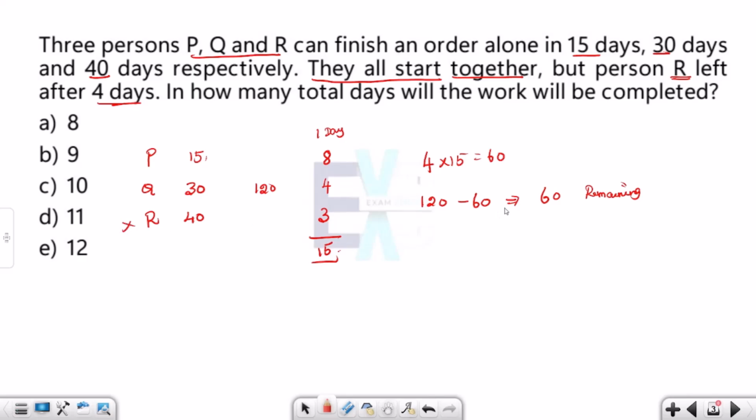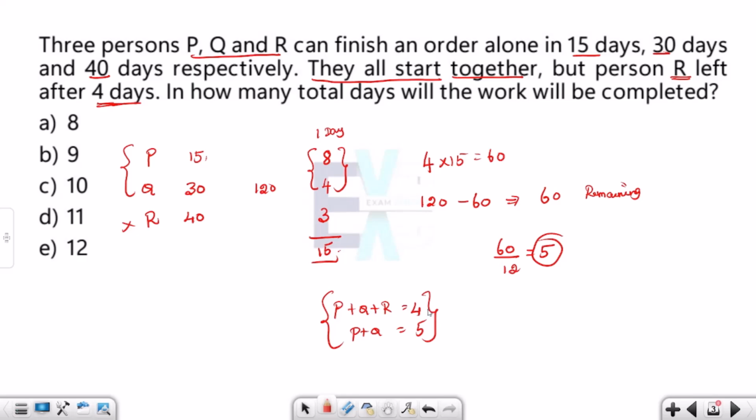In how many total days will the work be completed? If R left, this remaining 60 work will be completely done by P and Q. P and Q in one day, how much part of the work? 12 parts of the work. So 60 by 12, which is 5. Now see here, P, Q and R worked for 4 days, which is given in the question. Next, P and Q worked for how many days? 5 days, which we just found. They are asking for the total number of days. So 4 plus 5, which is 9 days.